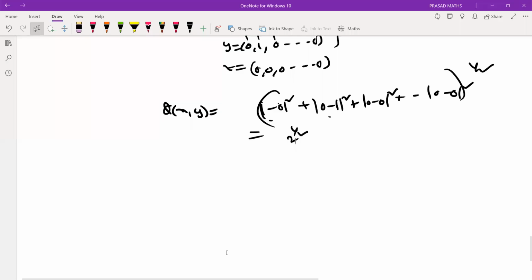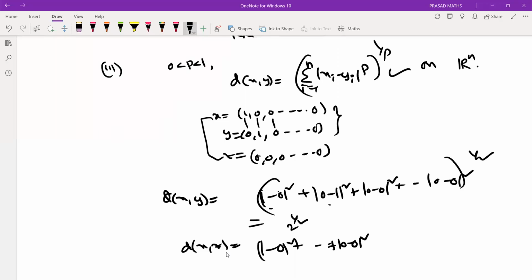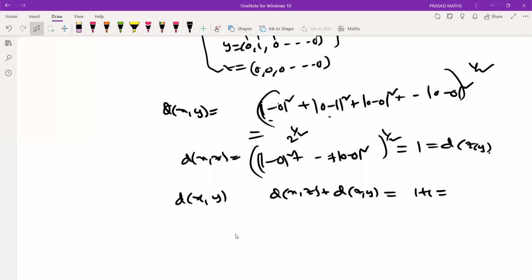Right? This is d. Similarly, the distance between x comma z is 1 minus 0 whole square plus 0 minus 0 whole square, whole power 1 by 2. This is exactly 1. This is exactly the same as the distance between z comma y also. So what you observe, the triangle inequality should be satisfied, right? 1 plus 1 is 2.